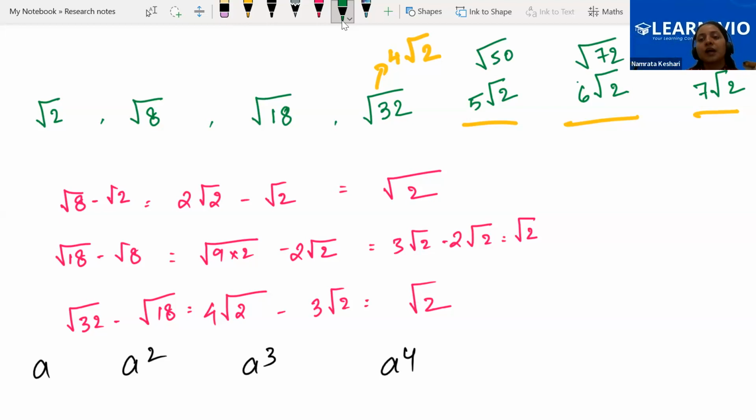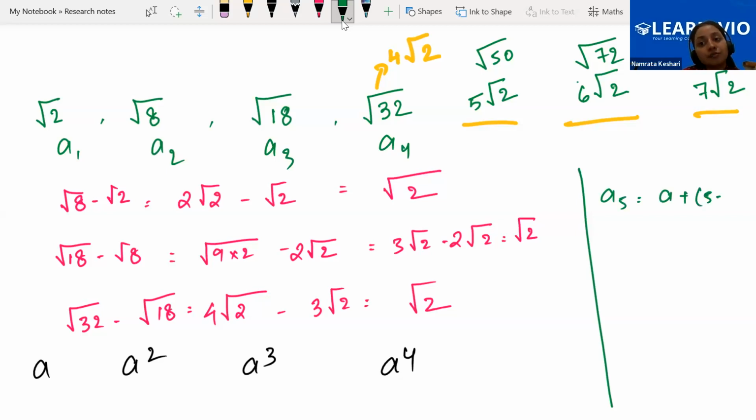Yes, ma'am. There is one more way to write these terms. If we are calling A1, A2, A3, A4, then for the fifth term, the formula can be written, Ziana, as A plus 5 minus 1 into D. Can we? Ma'am, isn't it 4 minus 1? Yeah, 5 minus 1. Yes, ma'am. So this is also just the other way of finding the next term, right, Ziana? Yes, ma'am.